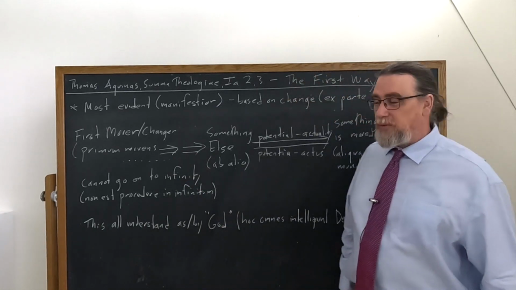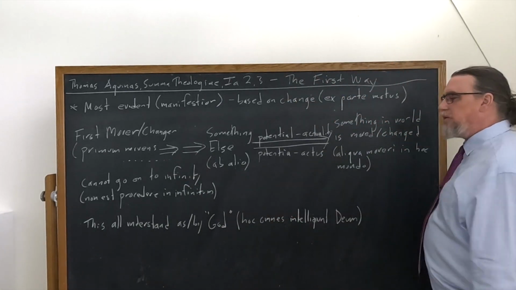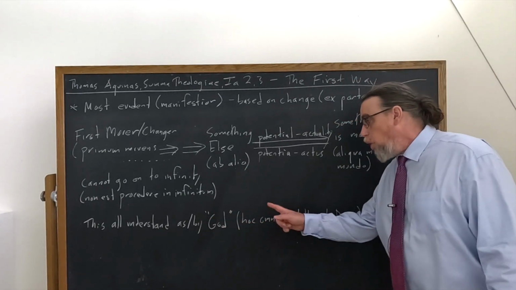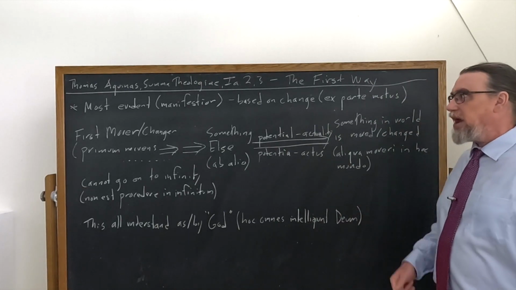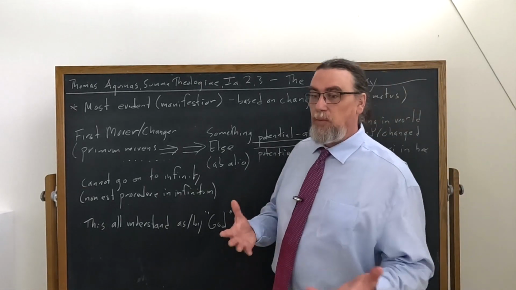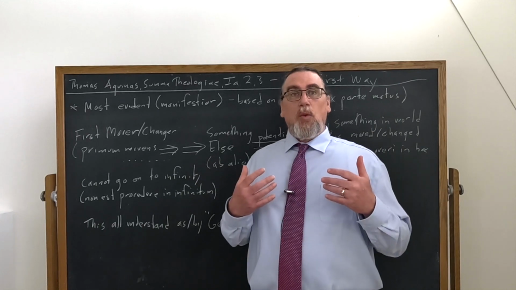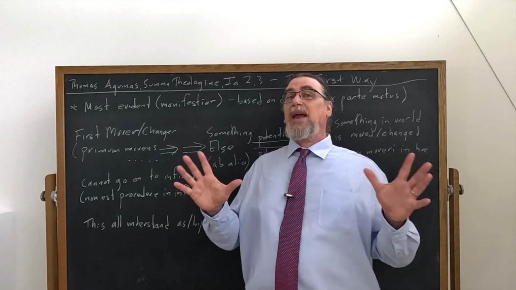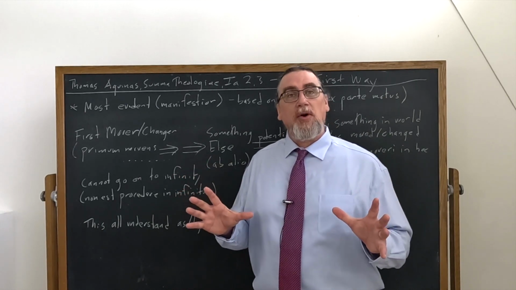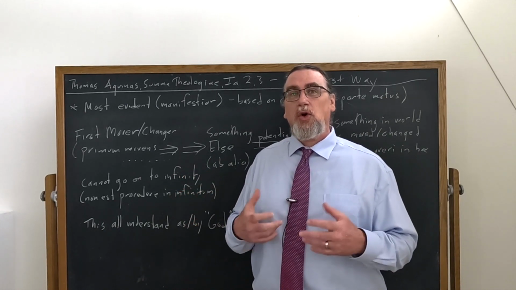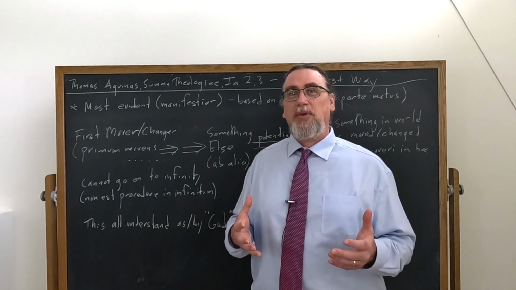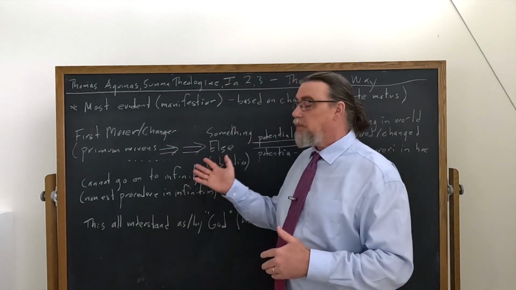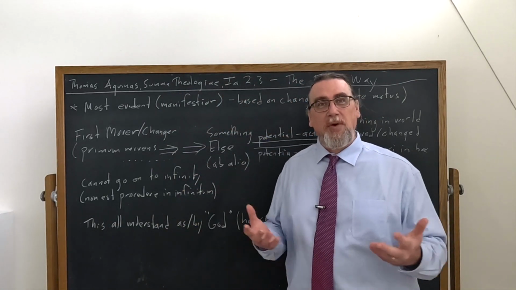And here we get the famous formula. This all understand as, or by, however you want to translate it, God: hoc omnes intelligunt Deum. So one way of understanding God would be as this first mover or changer, lacking which no other movement or change could really be taking place. But we know that it is taking place, so therefore there must be such a first mover, and that is God.